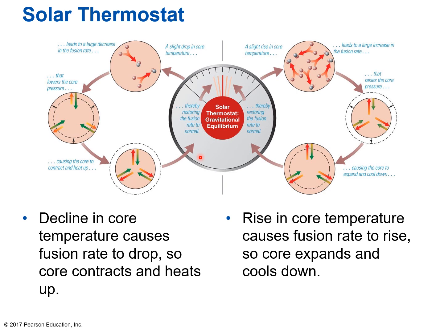The decline in the core temperature causes the fusion rate to drop, so the core contracts, and then it heats up again. Now, on the other hand, a slight rise in core temperature is going to lead to a large increase in the fusion rate. And that raises the core pressure. Notice the red arrows, they're going to push out against gravity, causing the core to expand and cool down, thereby restoring the fusion rate to normal. So a rise in core temperature causes the fusion rate to rise, so the core expands and cools down.